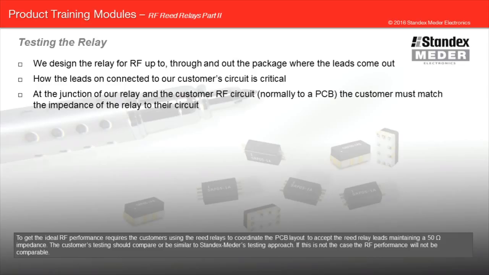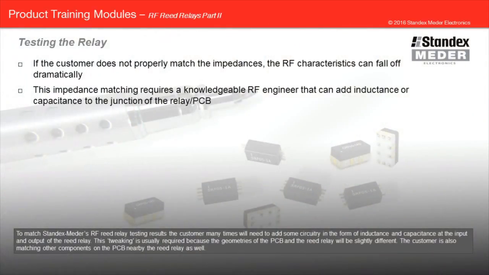The customer's testing should compare or be similar to Standex Meder's testing approach. If this is not the case, the RF performance will not be comparable. To match Standex Meder's RF reed relay testing results, the customer many times will need to add some circuitry in the form of inductance and capacitance at the input and output of the reed relay. This tweaking is usually required because the geometries of the PCB and the reed relay will be slightly different. The customer is also matching other components on the PCB nearby the reed relay as well.